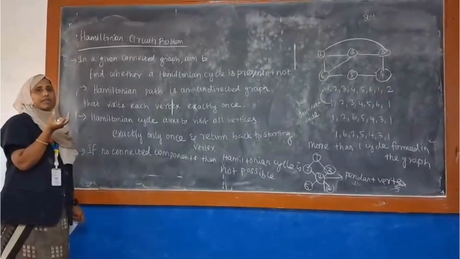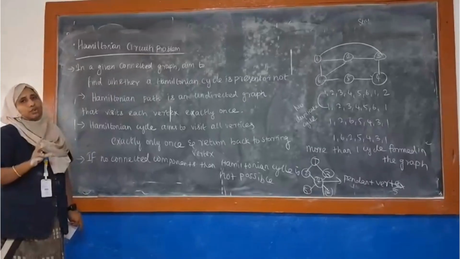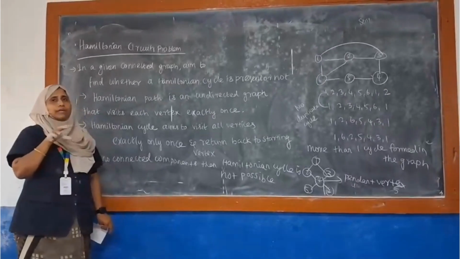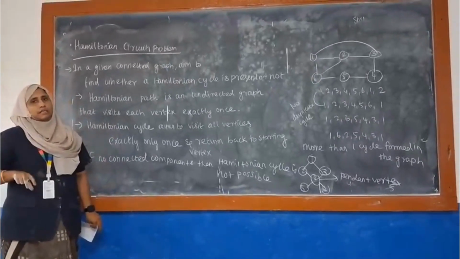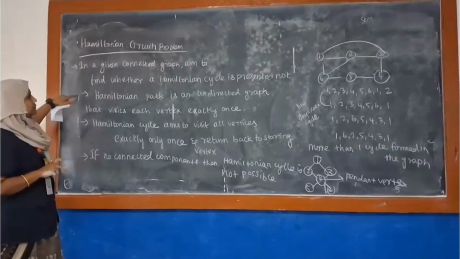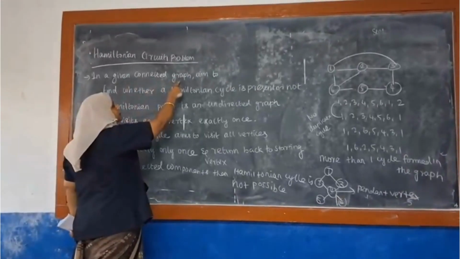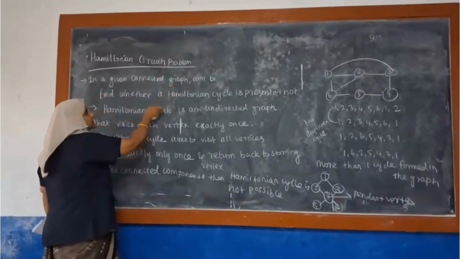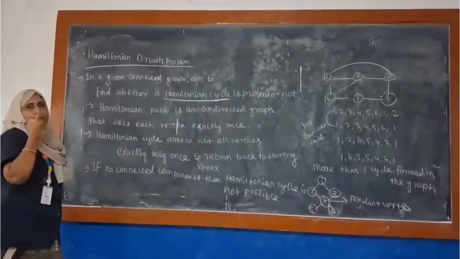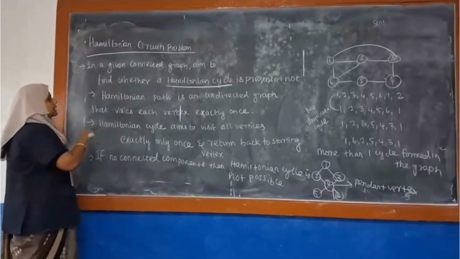Graph, we have to find out whether the Hamiltonian cycle is present or not. In case the Hamiltonian cycle is present, then we have to write all the Hamiltonian cycles. Here the main thing is, for a given undirected graph, we have to find out the Hamiltonian cycles that are present in it.